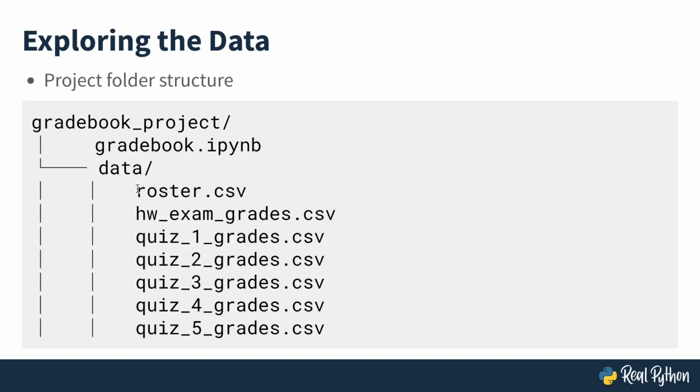There's a roster.csv file, and then a file that contains the homework and the exam grades of all the students, and then a whole bunch, or 5, quiz files that contain the grades for the quizzes. And these are all structured the exact same way. So let's take a look at these individually just to get an idea of what's in them.